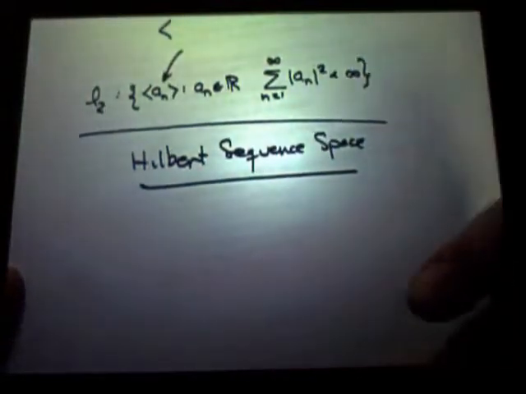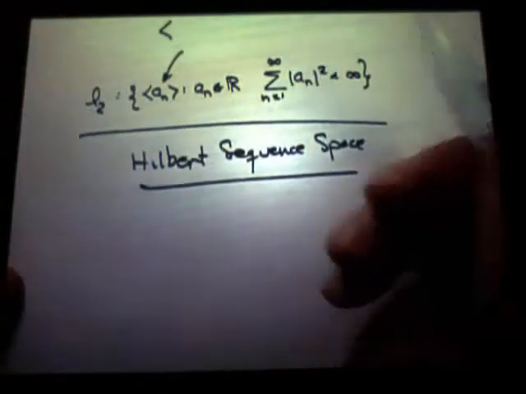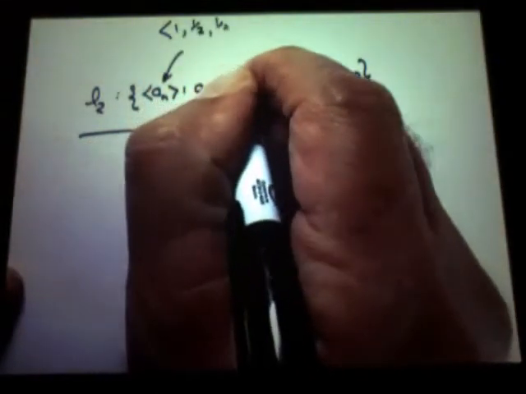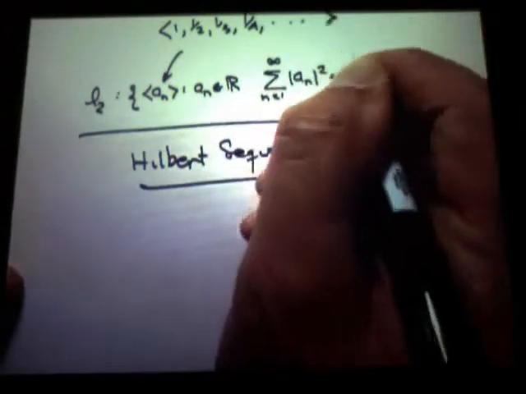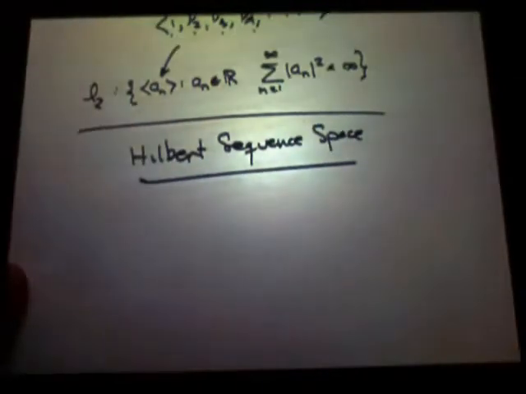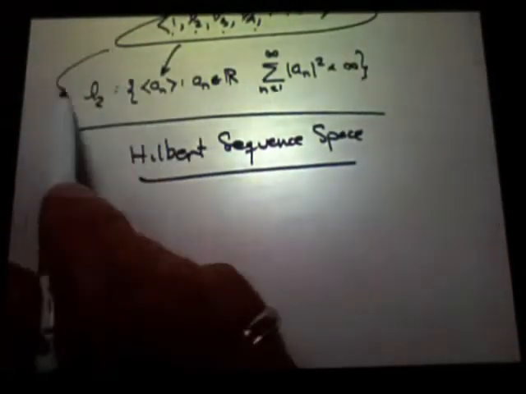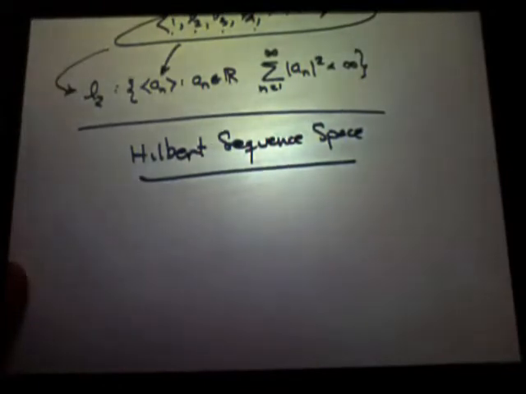And this actually is a vector. I've written it as a vector. So an element might be 1, 1/2, 1/3, 1/4, right? If I square these and add them together, I get pi squared over 6, right? Pi squared over 6 is less than infinity. So this infinite dimensional vector would be in the space L2.